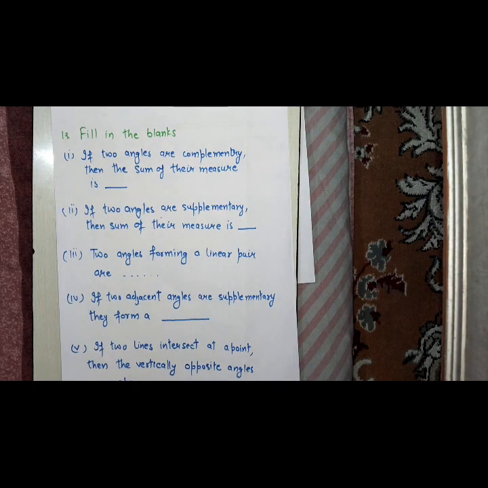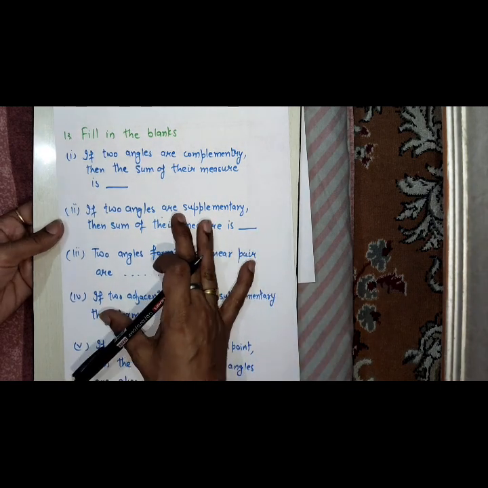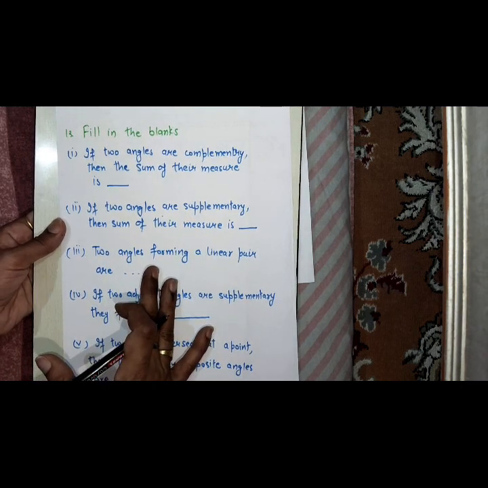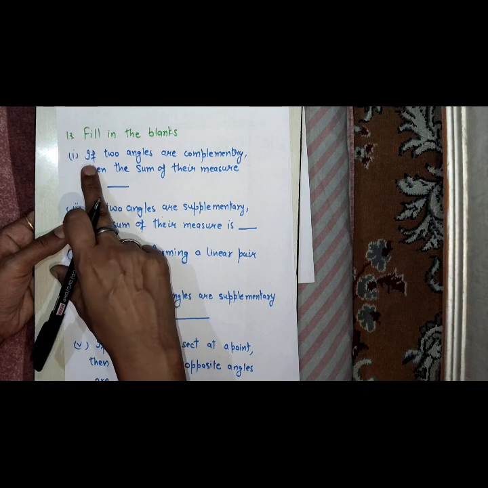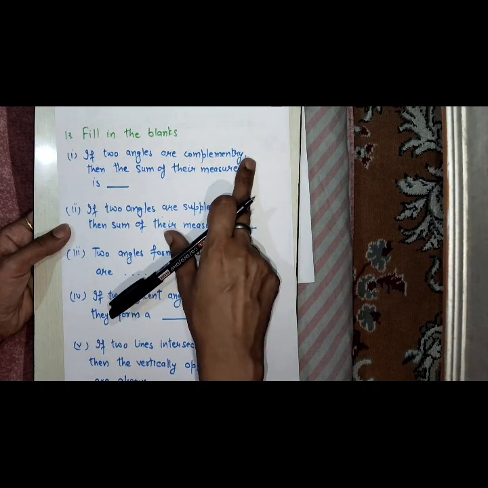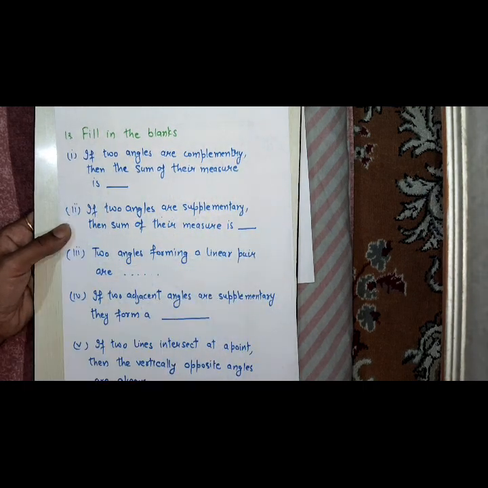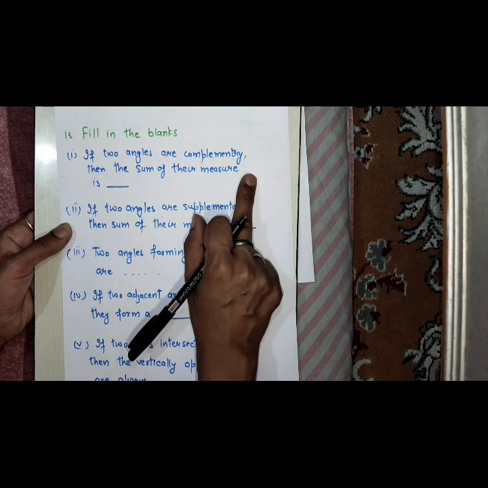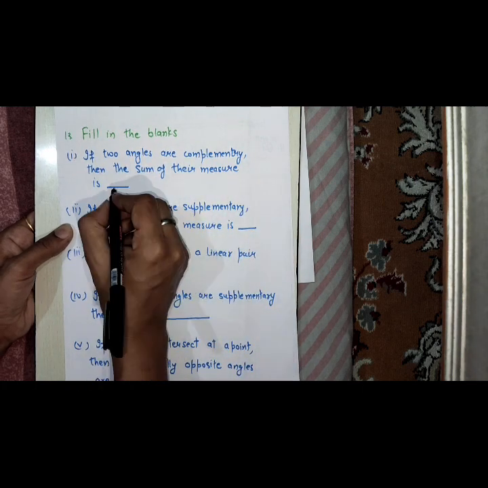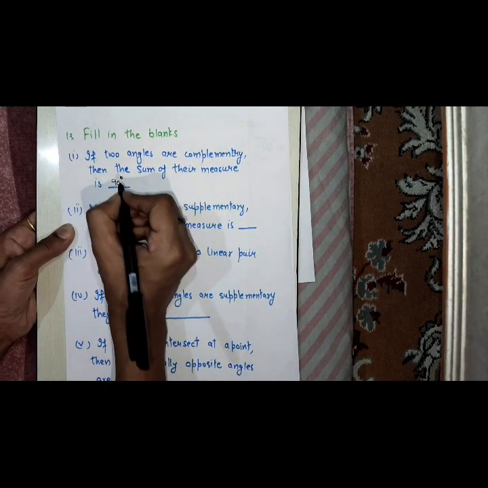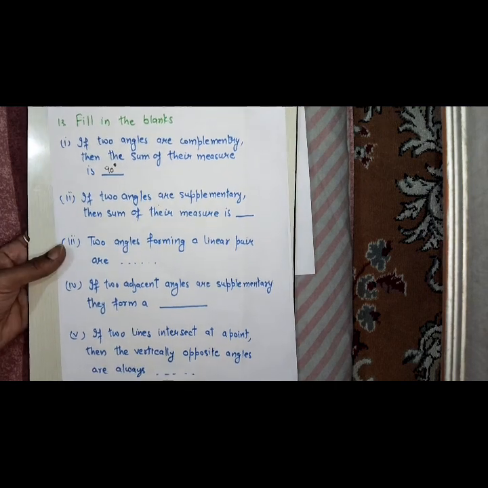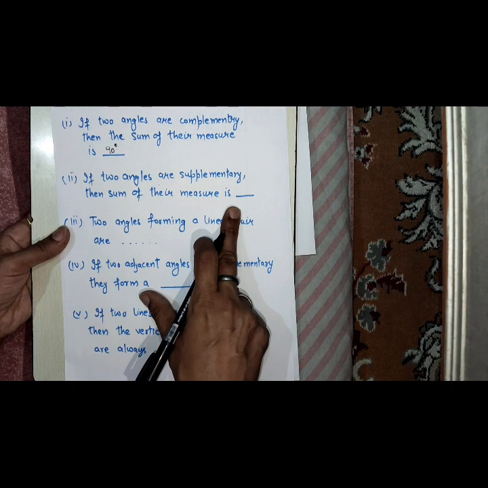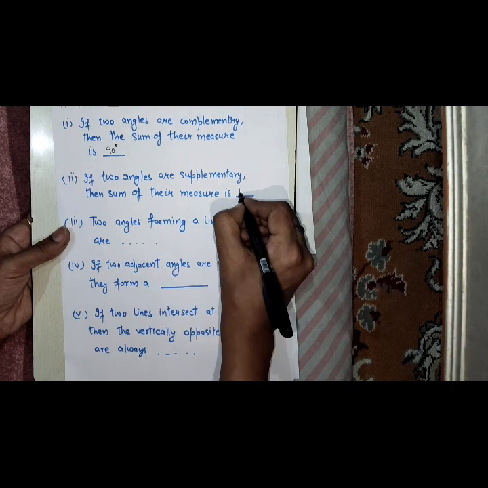Question is: fill in the blanks. These blanks are based on the previous questions we have done already. The first blank is: if two angles are complementary, then the sum of their measure is. We have already studied that complementary angles are those whose sum is 90 degrees. So here the answer is 90 degrees. If two angles are supplementary, then the sum of their measure is 180 degrees.